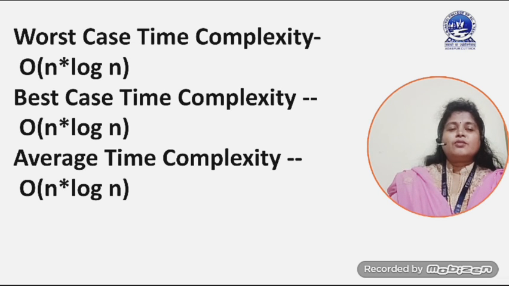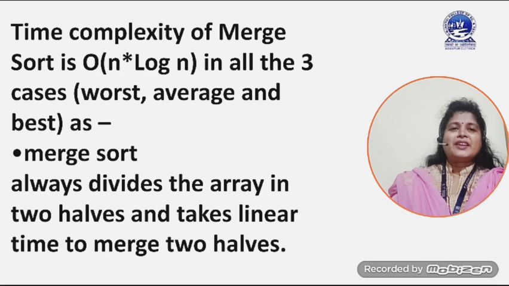Now, the worst case time complexity of merge sort is order of n log n. Best case time complexity is order of n log n. Average case time complexity is order of n log n. It is interesting. Okay, the time complexity of merge sort is order of n log n in all the three cases: worst case, average case, best case. Why? Because merge sort always divides the list into two halves and takes linear time to merge two halves.